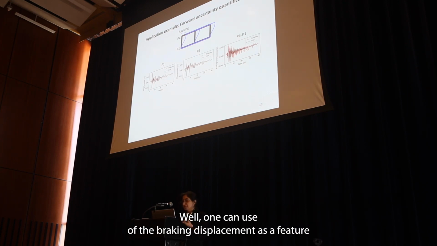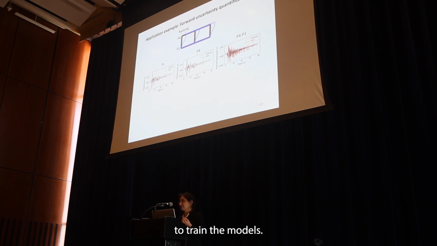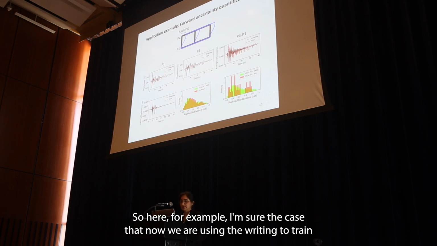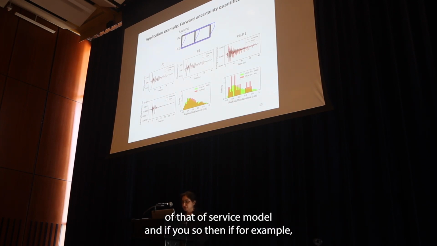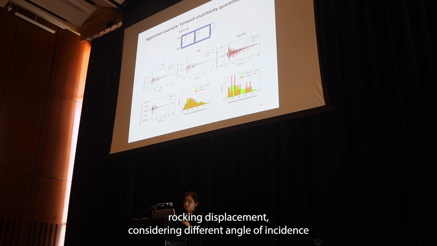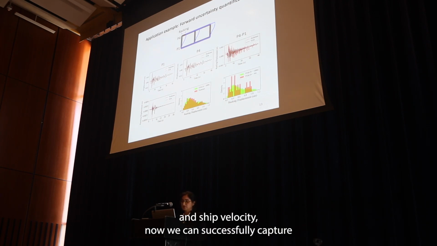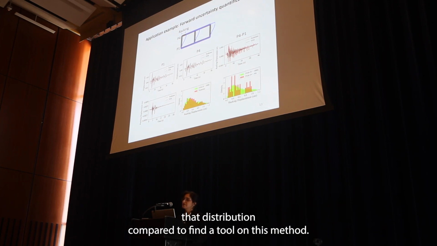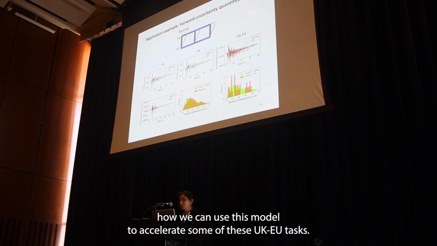But one can use the racking displacement as a feature to train the model, and if we do that, we can resolve this issue. So here, for example, I'm showing the case where we are using the racking displacement to train that surrogate model, and if we do so, then if, for example, we want to have a distribution of maximum racking displacement considering different angles of incidence and shear wave velocity, now we can successfully capture that distribution compared to the finite element method.